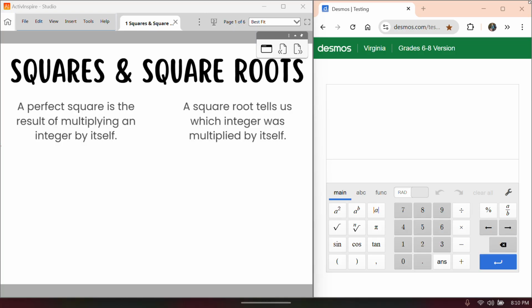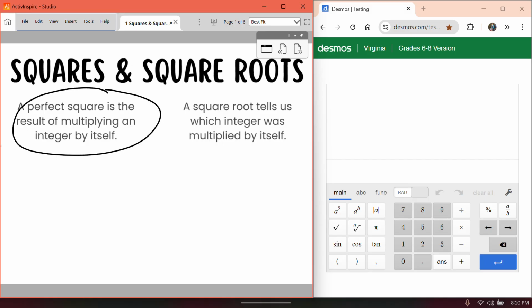So on the left, we have a definition that says a perfect square is the result of multiplying an integer by itself. And you may already know some perfect squares from 6th or 7th grade. I know in Virginia, in 1 year, you have to memorize a bunch because you can't use the calculator on this part. But even if you don't know them, no worries.